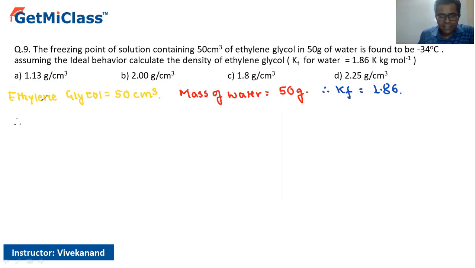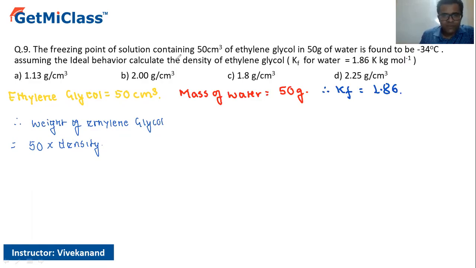So, in this entire aspect, if we consider the weight of ethylene glycol, it is nothing more than equal to 50, because it's volume, so 50 into the density. That gives us mass, or we can call it weight. So this is the first point. We will use this later, when the exact time comes. This is the starting point, what one has to have as a basic.